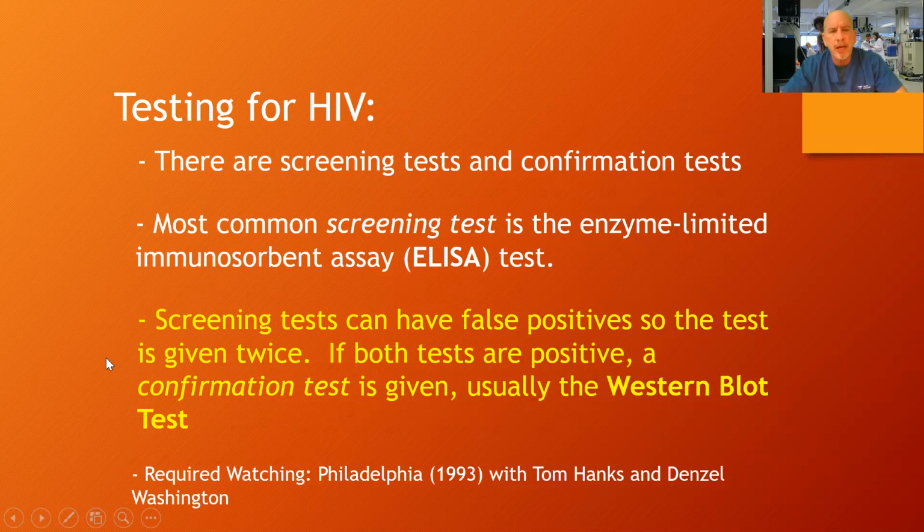The way we go about using that test is, because screening tests can have so many false positives, we will give them the ELISA test twice. If it comes back positive twice, then we move on to a confirmation test, which, like I said, is more expensive and more exhaustive, but that will usually nail it down. The confirmation test most commonly used is the Western blot test.